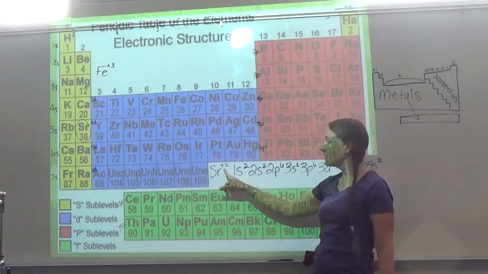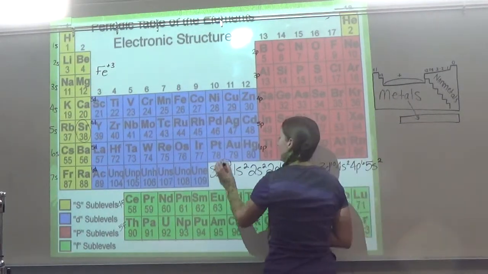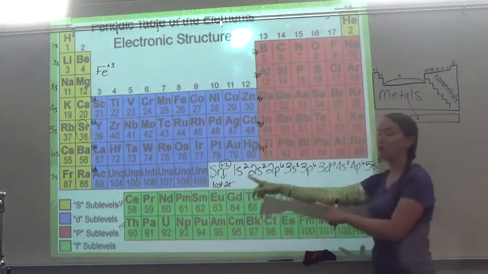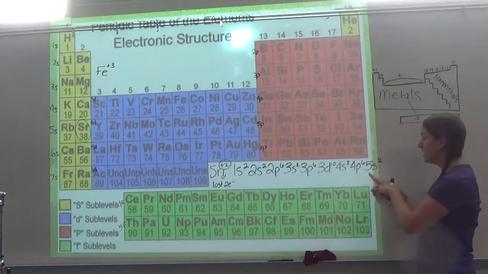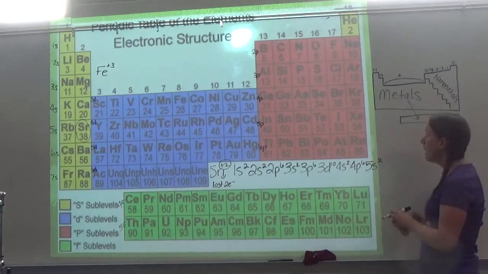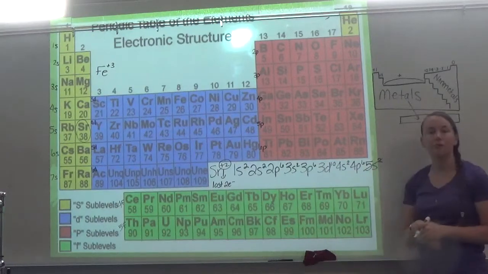But this isn't just strontium, it's the ion. It has a positive 2 charge. So what does positive 2 mean? It means it lost 2 electrons. So I go to the highest energy level, which in this case is energy level 5, highest sublevel is 5s, and I remove 2 electrons. So in other words, I can get rid of 5s2.